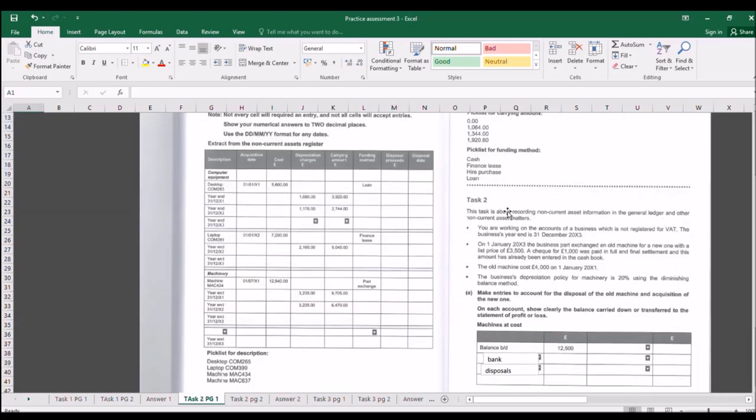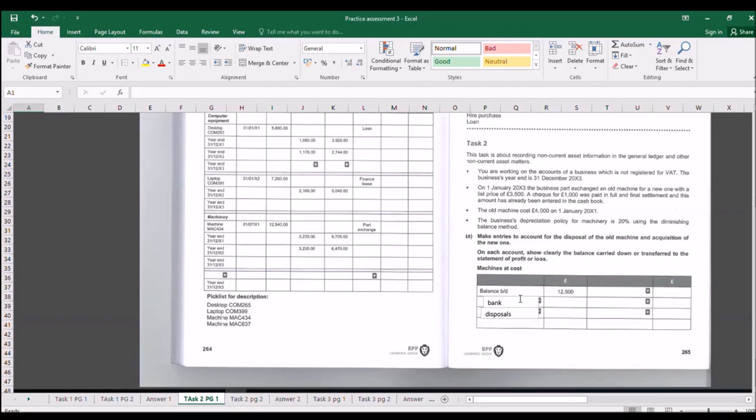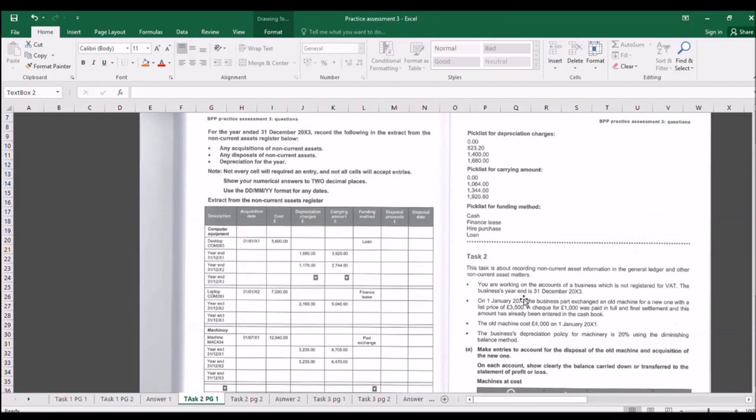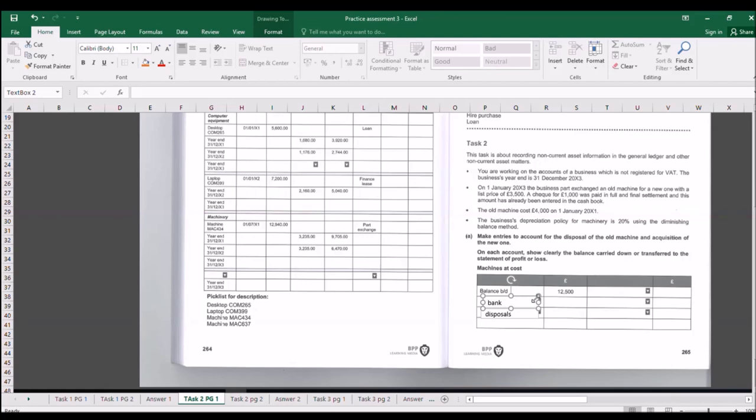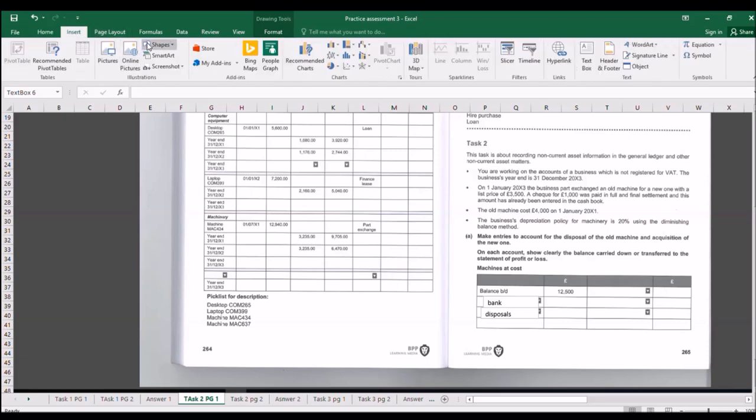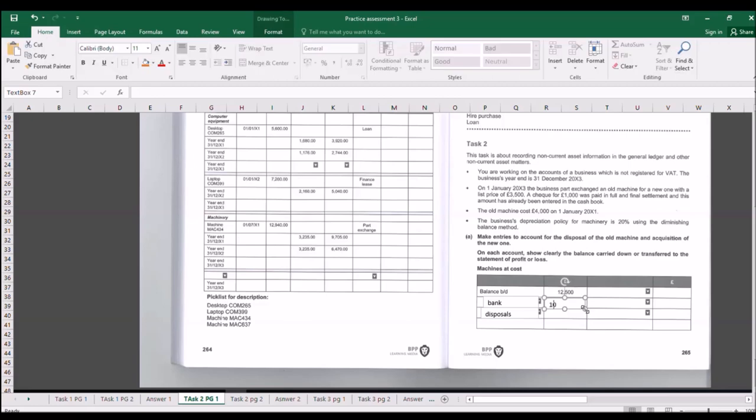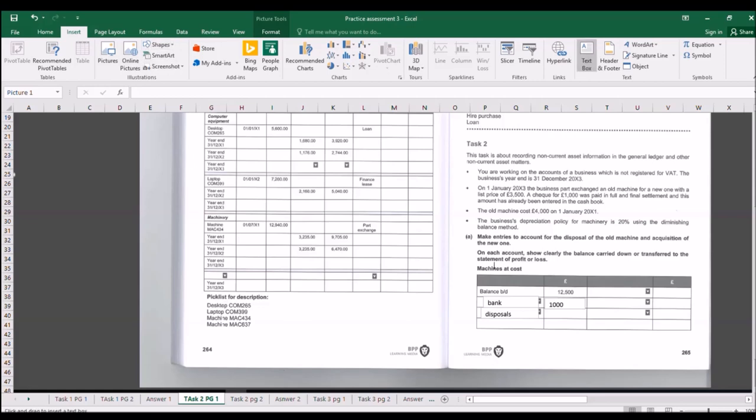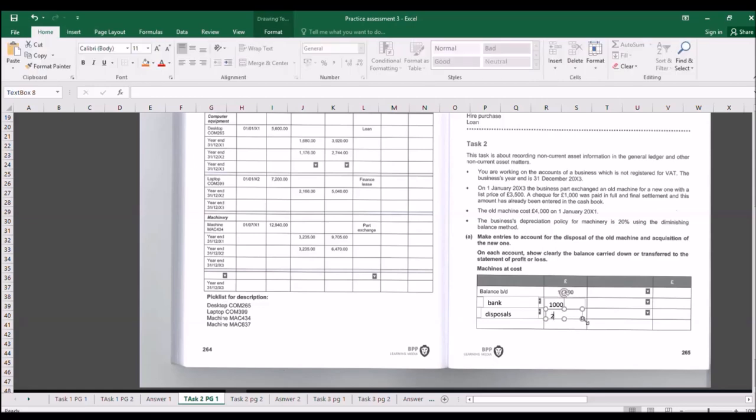So what we've now got available to us here are some items in here. What we're going to put in, that's number two. We've got a bank one there. Machines at cost, 2,500 brought forward. So we're going to go debit the bank 1,000. And then also insert the machines and debit that one 2,500.